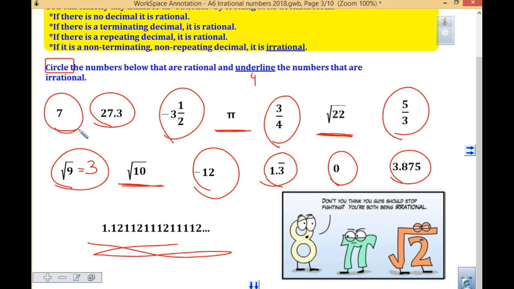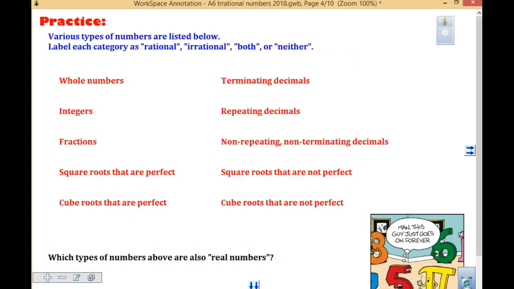So, don't you guys think you guys should stop fighting? You're both being irrational. Both 8 is saying that to pi and square root 2. Both irrational, right? Pi, square root 2. 8 is a whole number, right? Could be so irrational. That's all right if you don't.